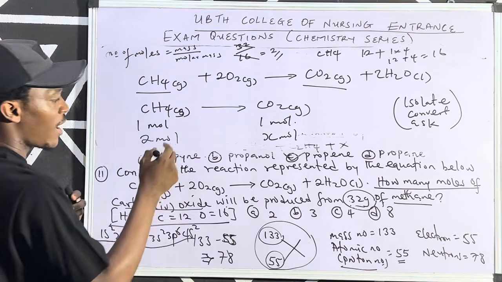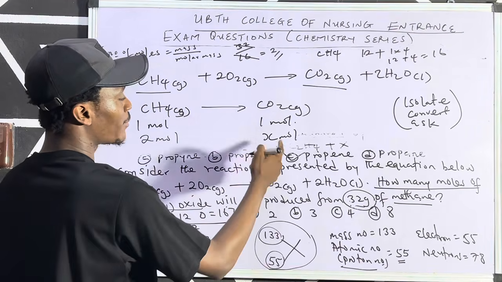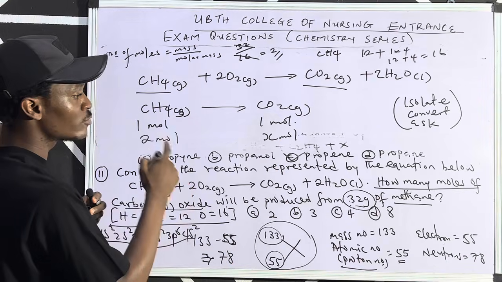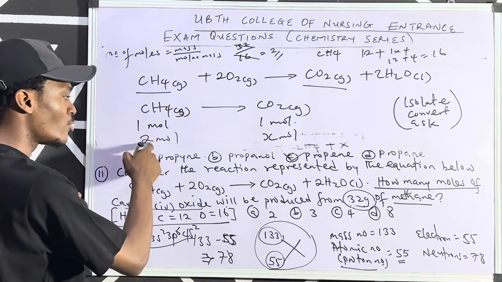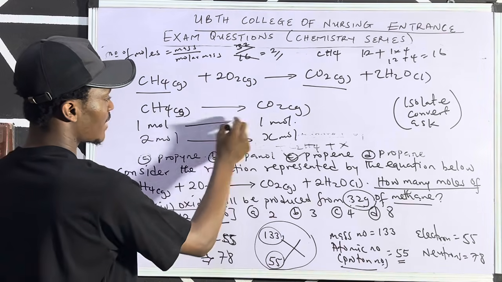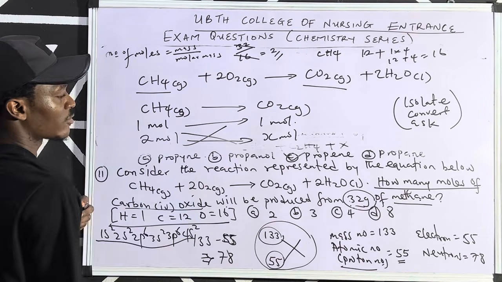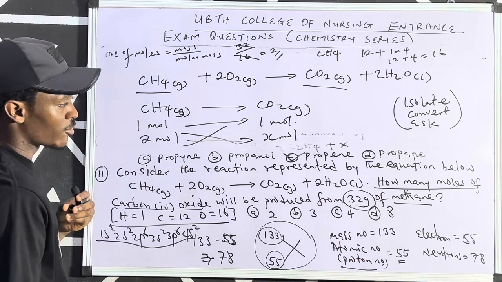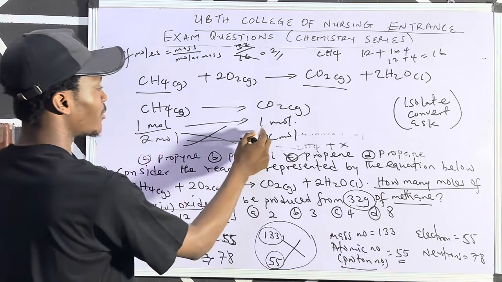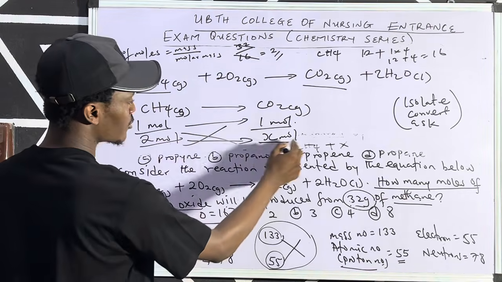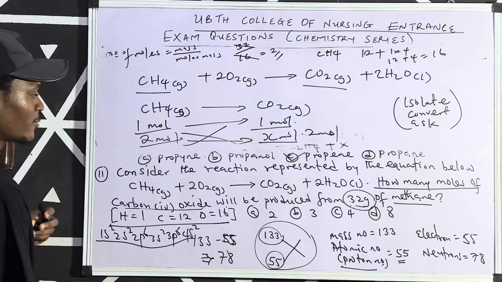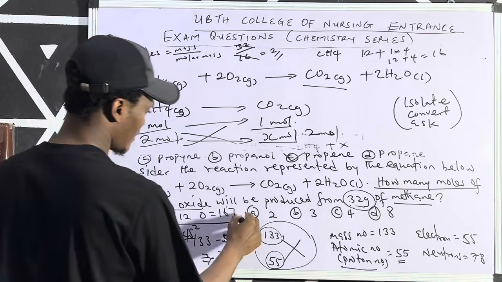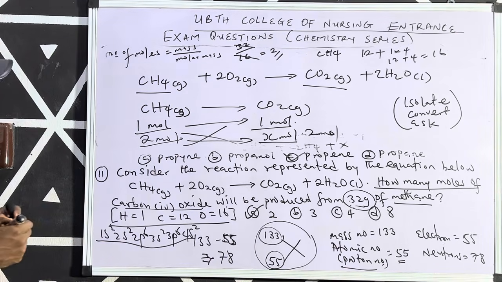So they are asking how many moles of CO2 will be produced from 32 grams of methane. And 32 grams of methane is equivalent to 2 moles of methane. So that's what they're asking. All you simply do is cross multiply. No need of even cross multiplying. Why? Because 1 mole produces 1 mole, then 2 moles will produce 2 moles. It's that easy. So 2 becomes the right answer. It's that easy. Let's see the next question.